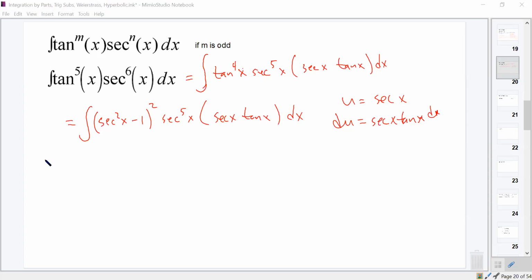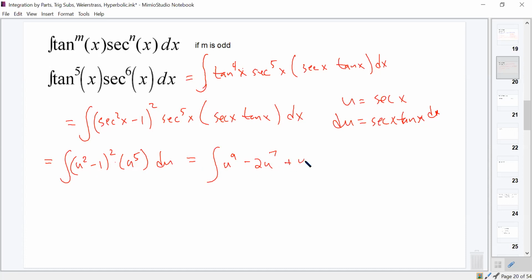Okay, so let's do the substitution. If u is secant, this becomes an integral of u squared minus 1 squared times u to the fifth, and then secant x tangent x dx is du. And if we distribute all that through, u to the second minus 1 squared is u to the fourth times u to the fifth is u to the ninth. And then we've got a minus 2u squared in there. So minus 2u to the seventh as I distribute the u to the fifth through. And a plus 1 times u to the fifth is plus u to the fifth du. And now it can easily be integrated.